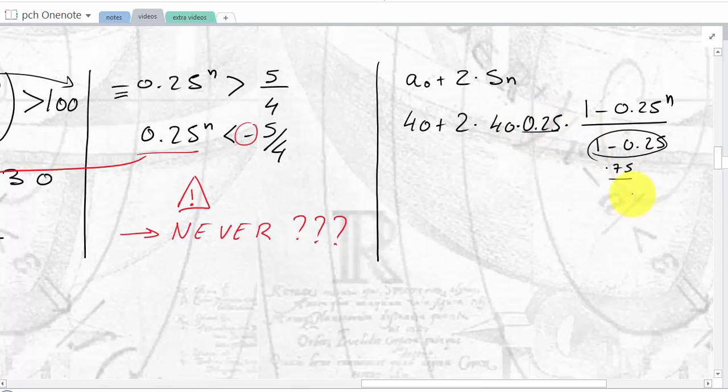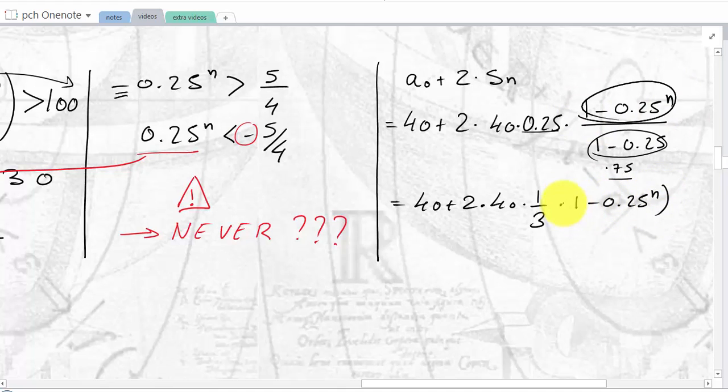0.25 divided by 0.75 is 1/3. So this is equal to 40 plus 2 times 40 times, so here we said 1/3, right? And then, of course, we have this times 1 minus 0.25 to the n.